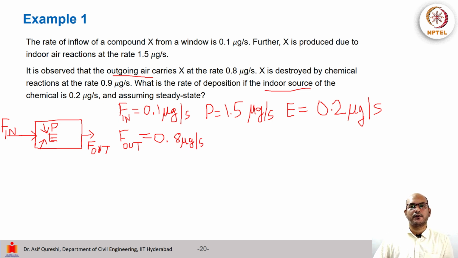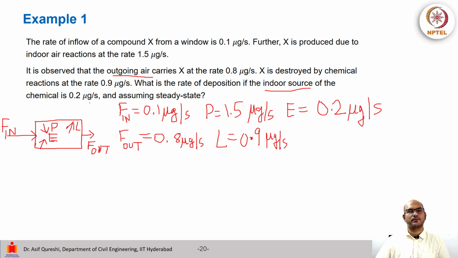Now we can have a reaction loss term. So X is destroyed by chemical reactions at 0.9 microgram per second. So this is our term that we have seen as L in the previous slides. So L is equal to 0.9 microgram per second. Then there is another deposition. What is the rate of deposition if indoor source is 0.2 microgram per second? So our deposition is actually unknown, and this is something that we have to find.